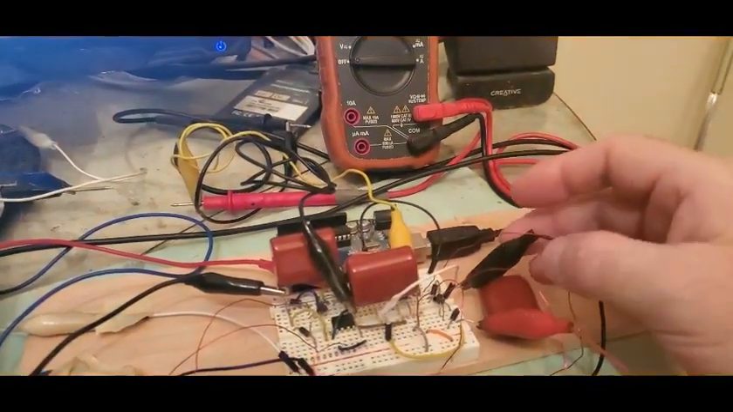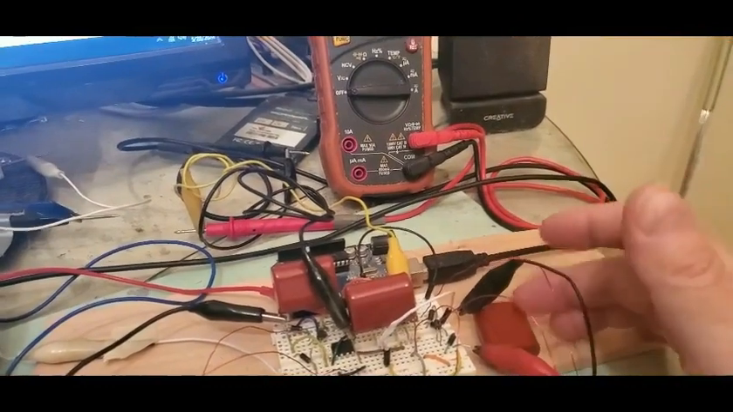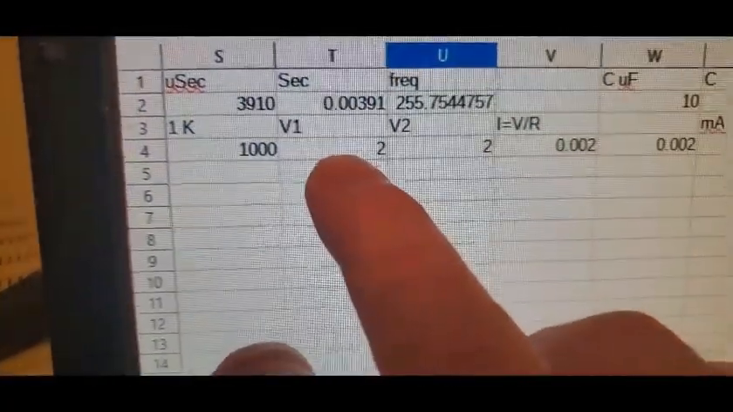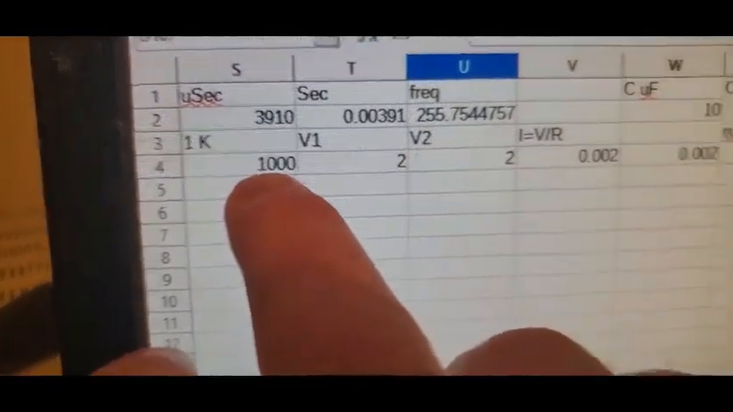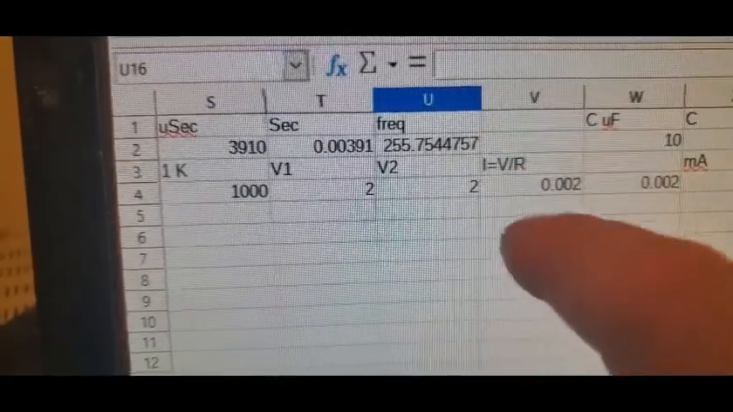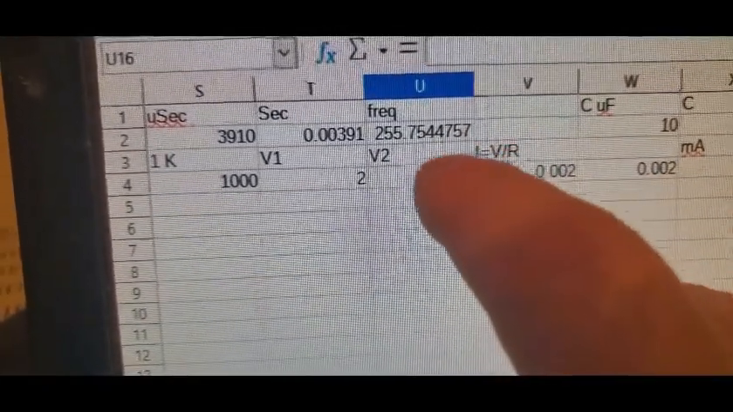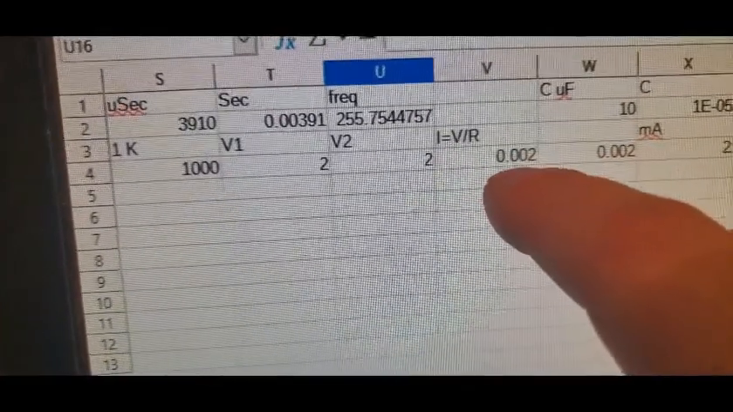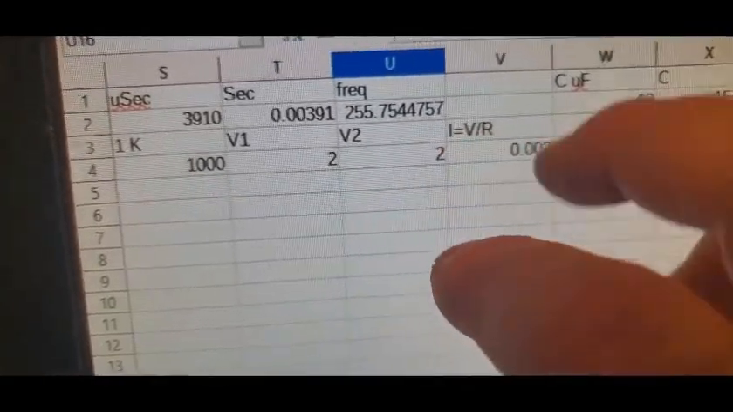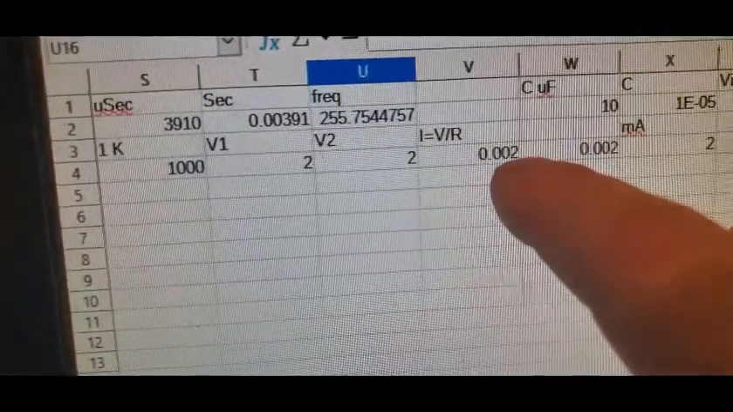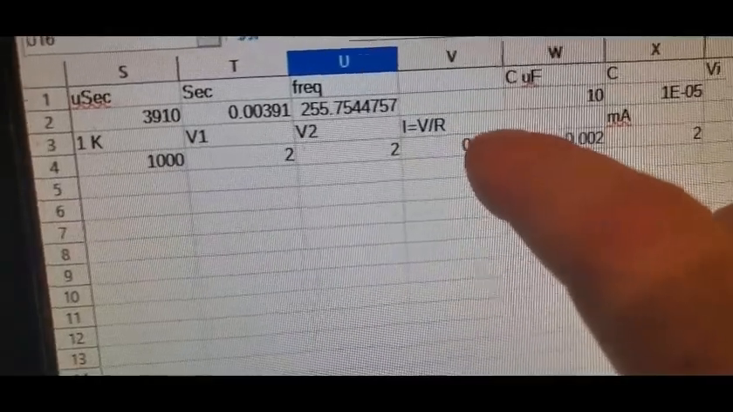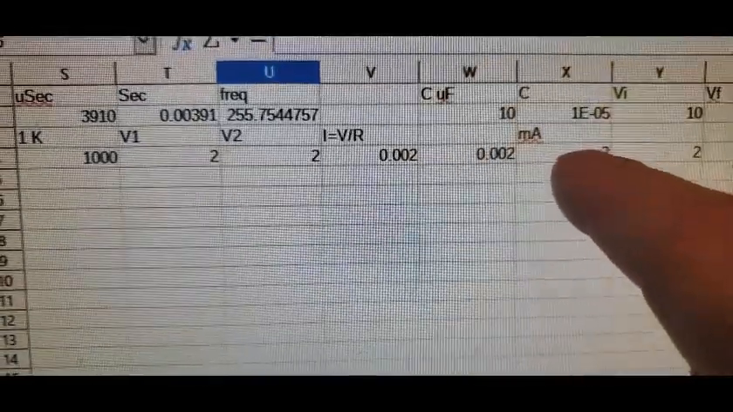So let's say we get a voltage out of here. Let's say we get 2 volts out of here and 2 volts out of there. So if we had 2 volts out of each of the secondaries across a 1,000 ohm load of resistance, then Ohm's law, V equals IR, I equals V divided by R. So we want to calculate, again, the amps. So the amps is V2 divided by 1,000, or 0.002. And that's your amps, times that by 1,000, and you get your milliamps.